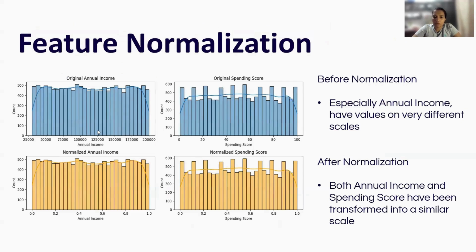And then about the feature normalization. Before the normalization, in our dataset, some features have very different ranges. For instance, annual income spans from 25,000 to $200,000, and spending score goes from 0 to 100. This difference in scale can cause issues because the model might pay more attention to annual income just because its values are higher and not because it is more important.